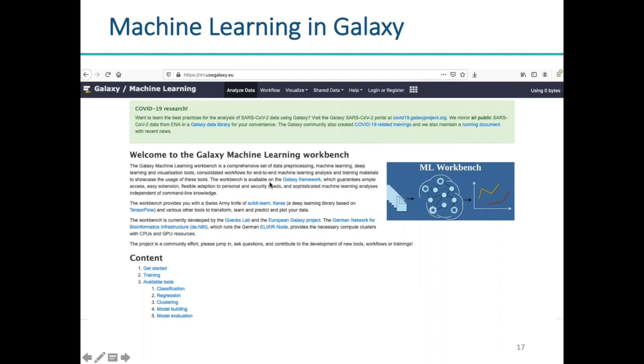You can access this Galaxy machine learning workbench with this URL, ml.usegalaxy.eu, and we are trying to categorize the tools. Some tools are for clustering, for classification, for regression, for visualization. And we also have a link to all of the training materials related to machine learning, so you can easily access them and follow them step by step.